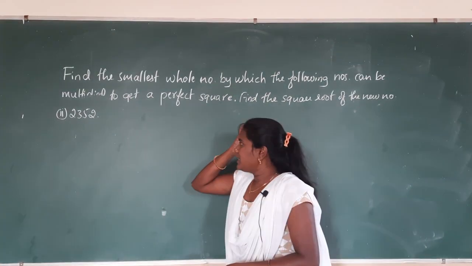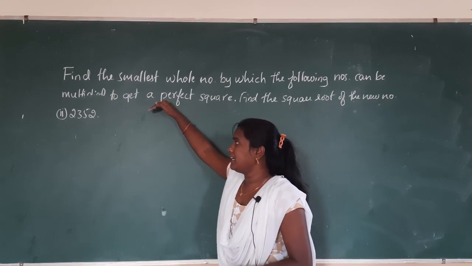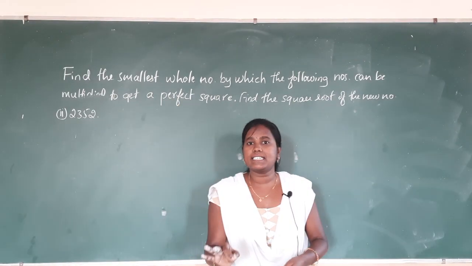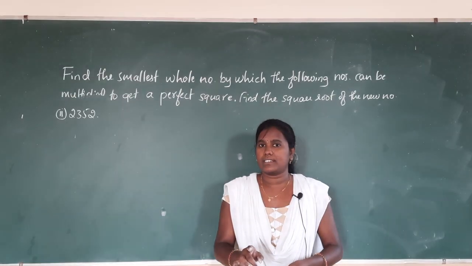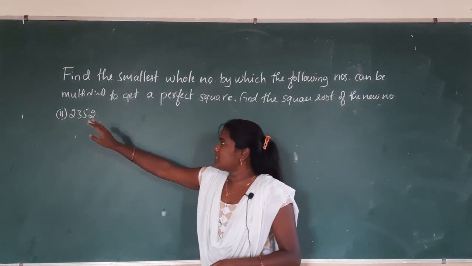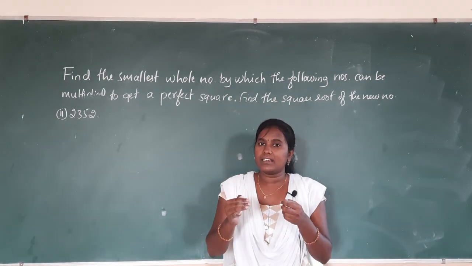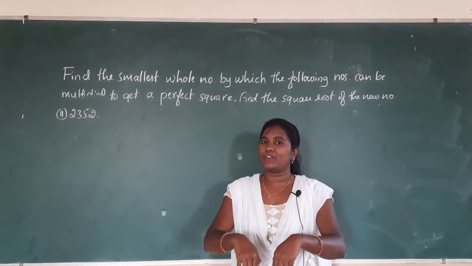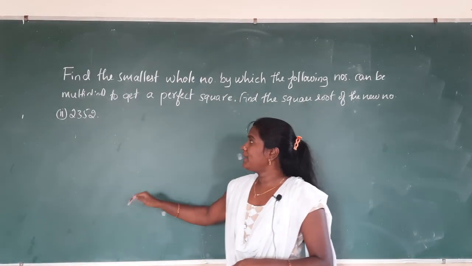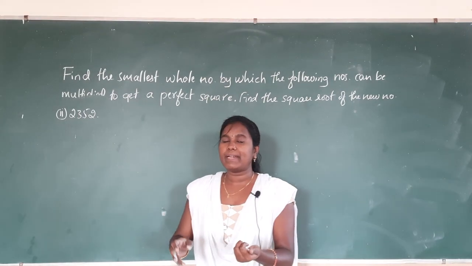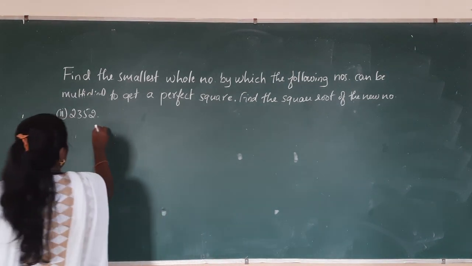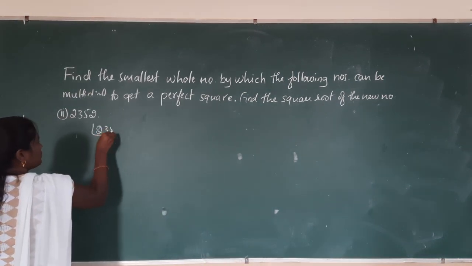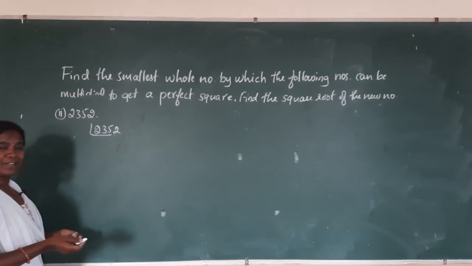Okay. So now with this heading, whenever these numbers are given, these numbers are not perfect squares. These are non-perfect squares. So 2352 being a non-perfect square, we need to find the smallest whole number by which it should be multiplied to get a perfect square. I'll do it. So by using which method? Yes, of course, the prime factorization method.